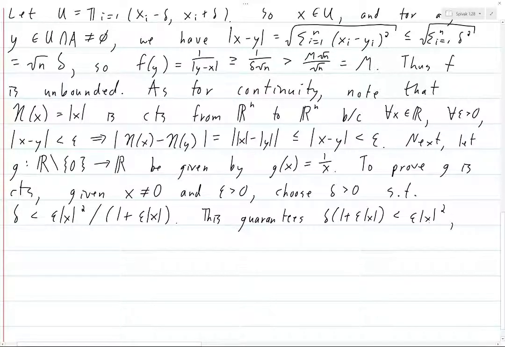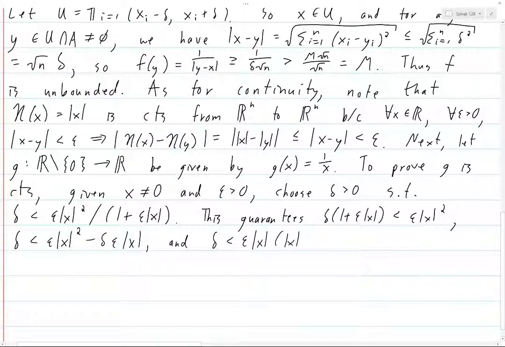And this guarantees, and this implies, let's see here, if we multiply this out, we'll get delta, and then we'll get delta times epsilon times the norm of x, which we move to the other side. So we'll have epsilon times the norm of x squared minus delta epsilon norm of x. And then it guarantees that delta is less than epsilon times the norm of x, here we just factored things out, times the norm of x minus delta. Okay, and this is what we need to use.